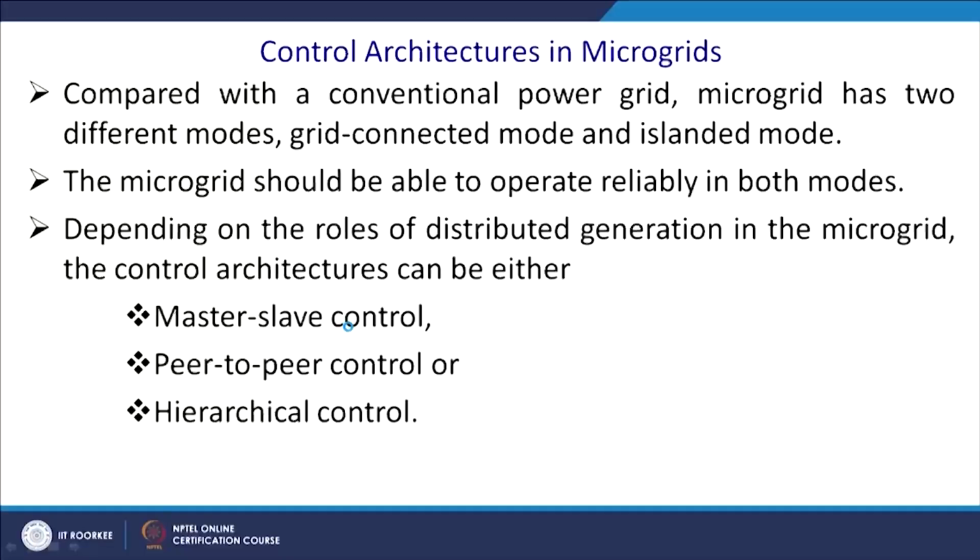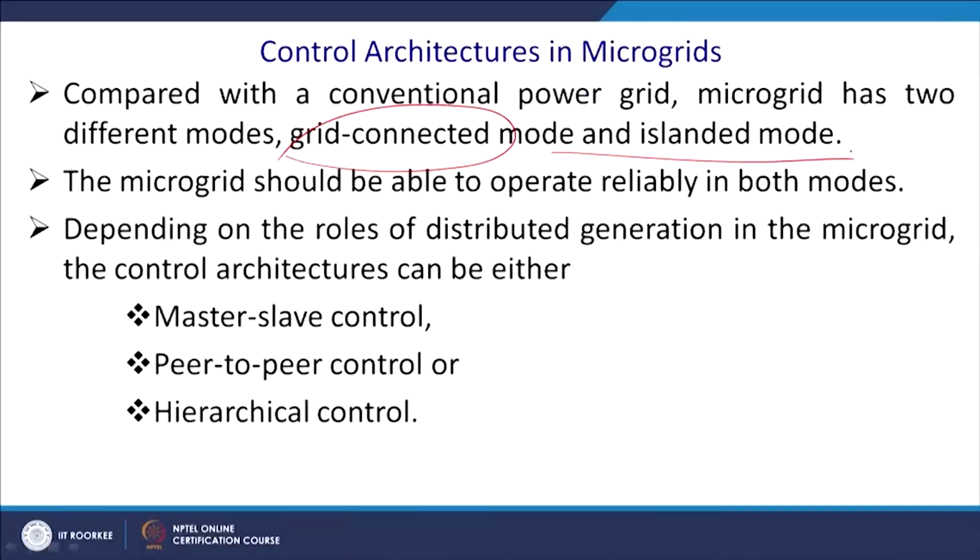There is a basic difference between the control architecture of the conventional grid and the microgrid. Compared with the conventional grid, the microgrid has two different modes, that is grid connected mode and the islanding mode, as we have seen in yesterday's class. So, a microgrid should be able to operate reliably in both the modes. That is one of the intentions of microgrids.